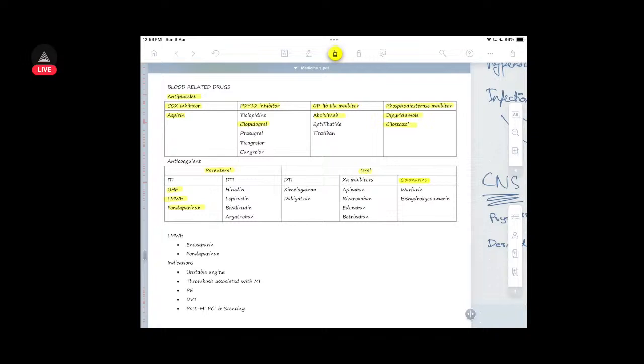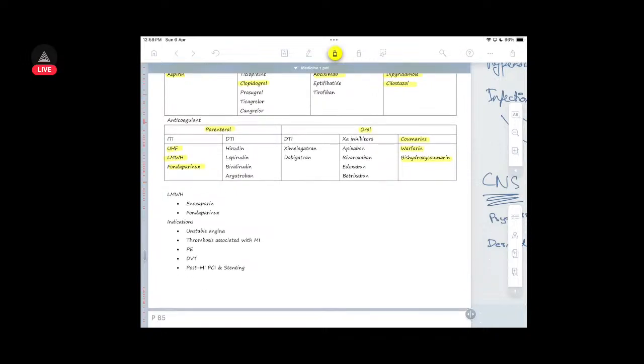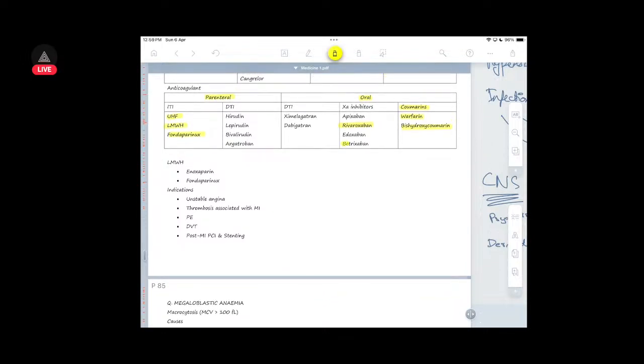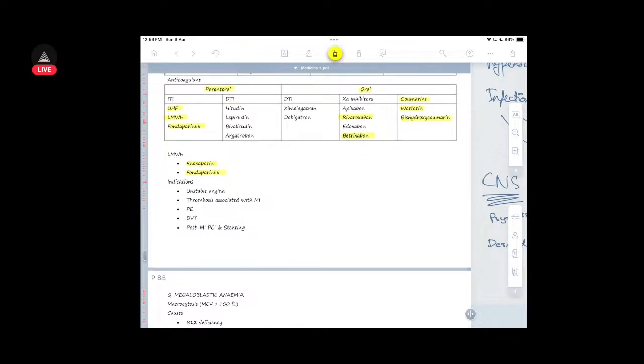Then in oral you can have coumarins, which are warfarin and bishydroxycoumarin, and Xa inhibitors, which are rivaroxaban and others. None of this you can actually remember very well. Low molecular weight heparin, enoxaparin, and fondaparinux are indicated in unstable angina, thrombosis associated with myocardial infarction, deep vein thrombosis, post-MI, percutaneous surgery, and stenting.